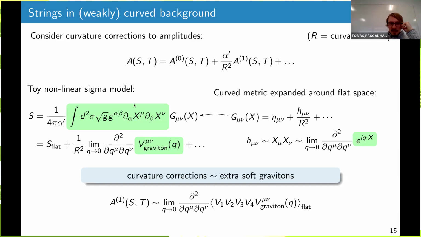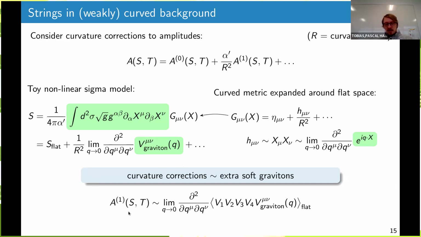If we now take all these green things, this integral here with the dx mu, dx nu, together with this exponential, this looks exactly like a graviton vertex operator. So we see that in this small curvature expansion, the action becomes the flat Polyakov action plus a graviton vertex operator with these q derivatives acting on it. The conclusion is that curvature corrections correspond to insertion of extra soft gravitons. So we could also say the curved metric can be seen as a coherent state of gravitons.